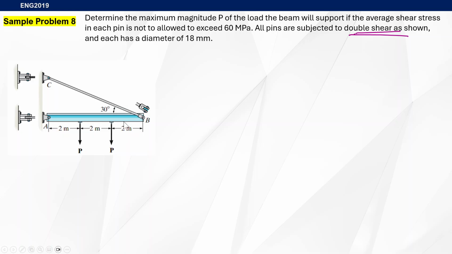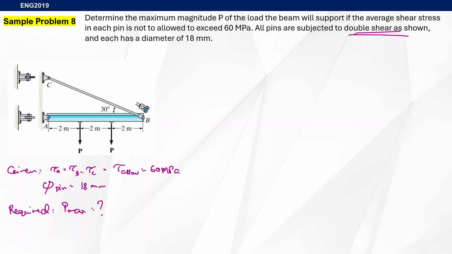So here's another one, but that's completely reverse. Instead of looking for the shear stress, we're here to determine the maximum allowable load. The equation should be pretty much the same, but the equations should be laid out algebraically. Here we are given our allowable shear stress, which is 60 megapascals. Our diameter of the pin is 18 millimeters, and we're here to find the maximum P, or maximum load.